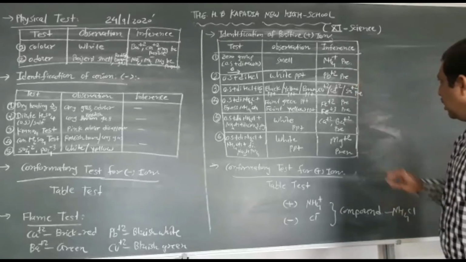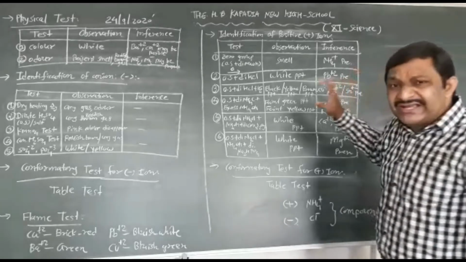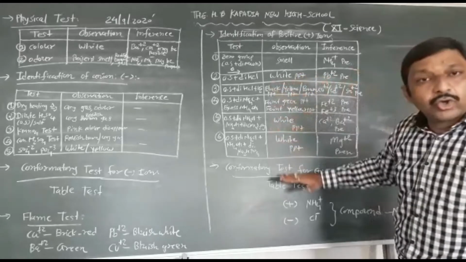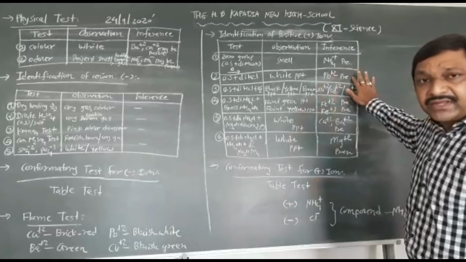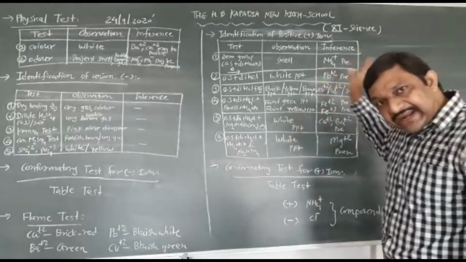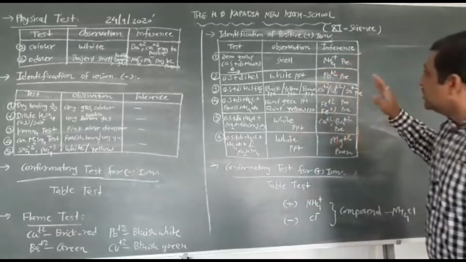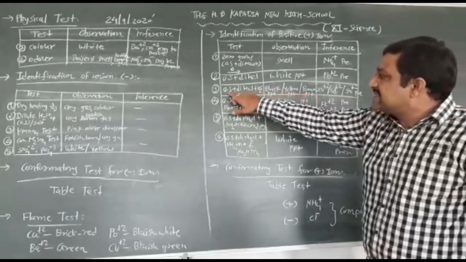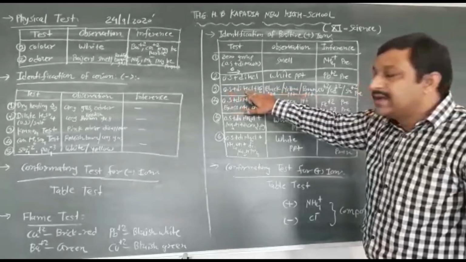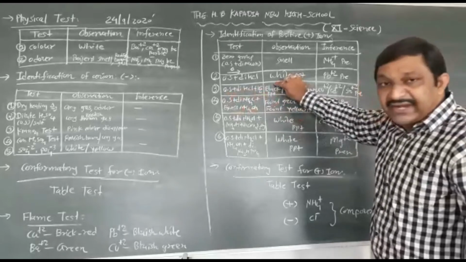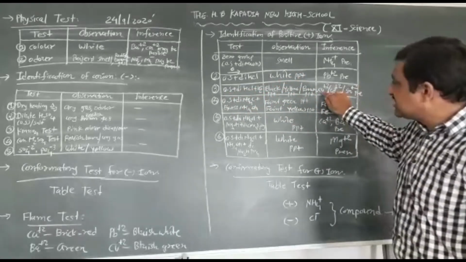If you get first group, then you will not perform any other group. You will stop here, because you have to catch Pb+2 there. Now next, second group, OS plus dilute HCl plus H2S. If you get black PPTs, then your Cu+2 is present.